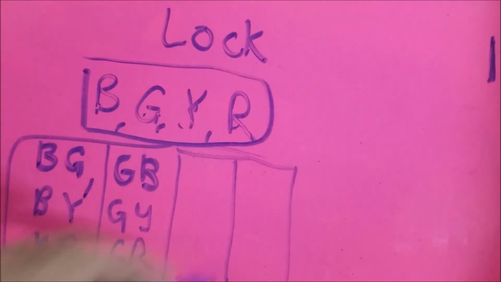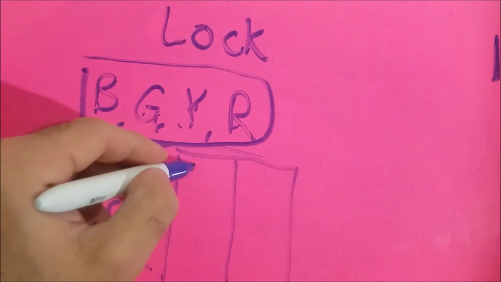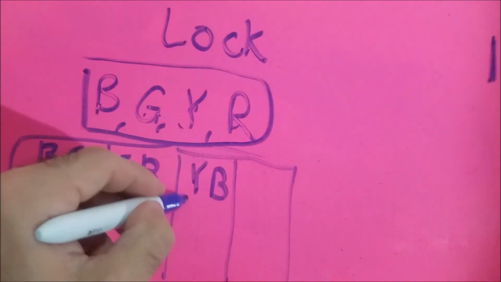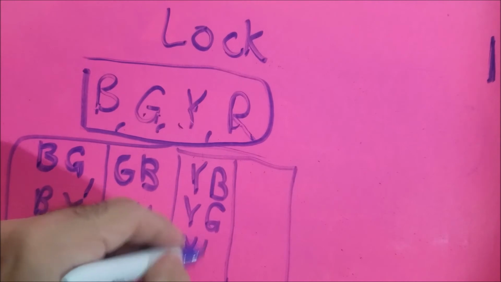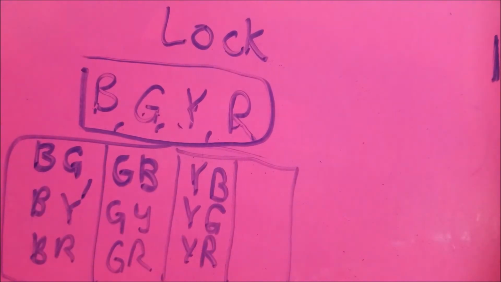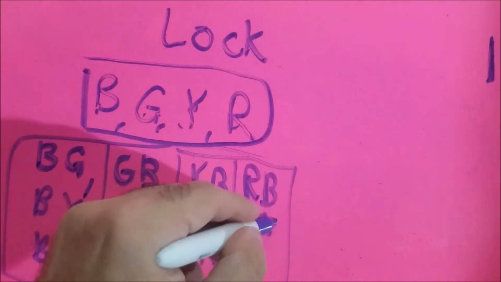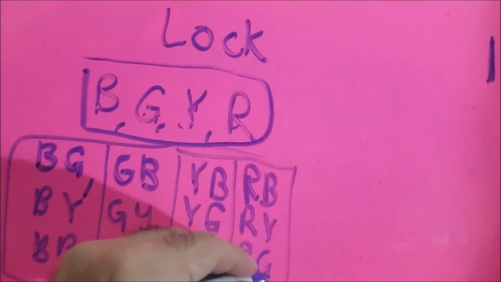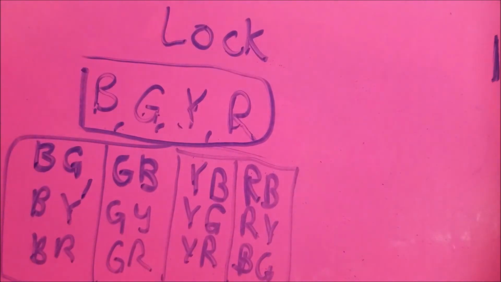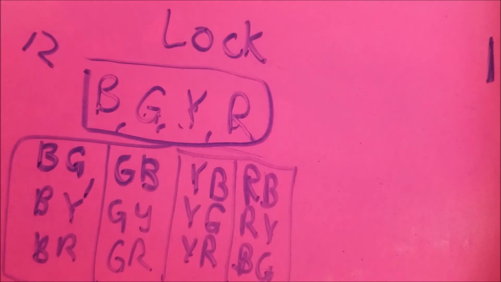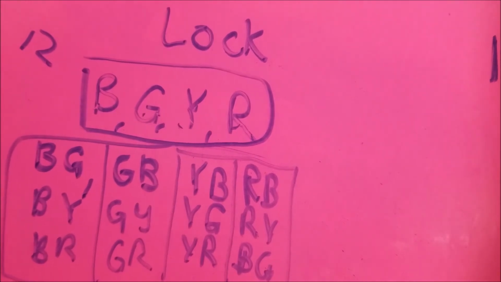You make 2 more rows. Well, you can have a yellow blue, a yellow green, and a yellow red. And the last one, you can have a red blue, a red yellow, a red green. So you can see with the permutation, there's a lot more. There's 12 permutations, but only 6 combinations.